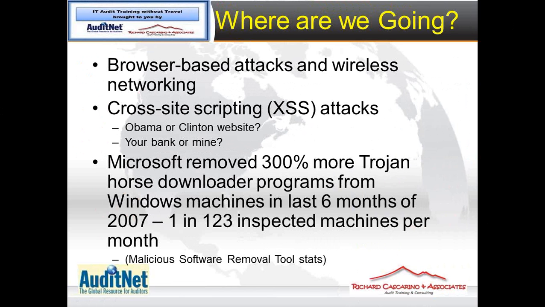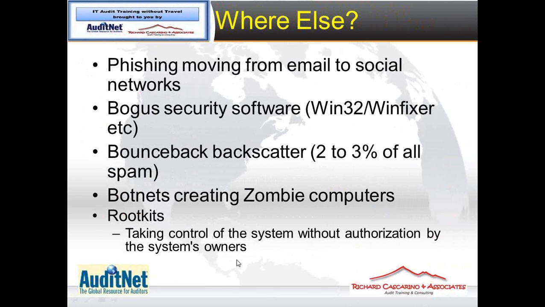Microsoft in 2007 removed 300% more Trojan horse downloader programs, in other words malware, from Windows machines in the last 6 months of 2007 compared to the first 6 months. 1 in every 123 inspected machines per month was infected with Trojan. So it's a nasty one.